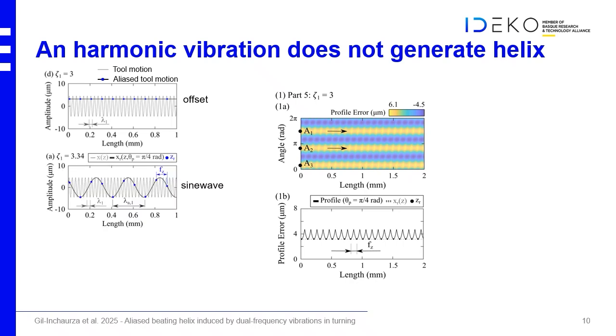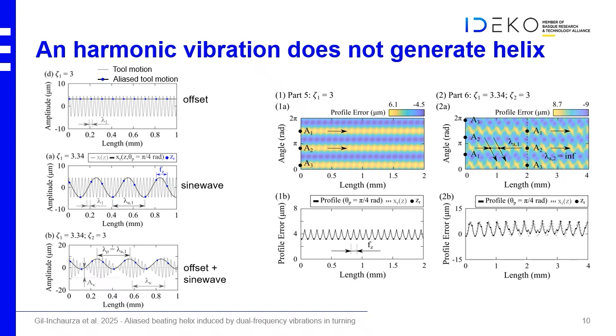Then, if we have one vibration that is not harmonic, we will have the wavelengths coming from the aliased vibration, in this case of sub-Nyquist, and this will leave marks. And if we have the combination of both, what we get is the offset plus the sine wave. But on the profile and on the topography, what we get is the effect of the frequency that is not harmonic of the workpiece rotation added to a 4 mirror on the workpiece related to the harmonic vibration.